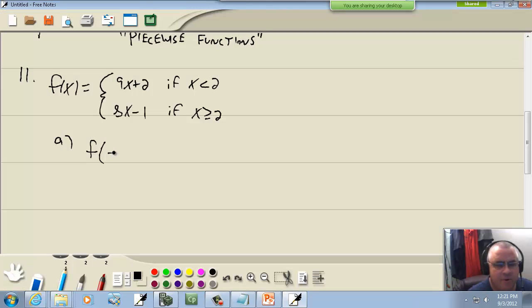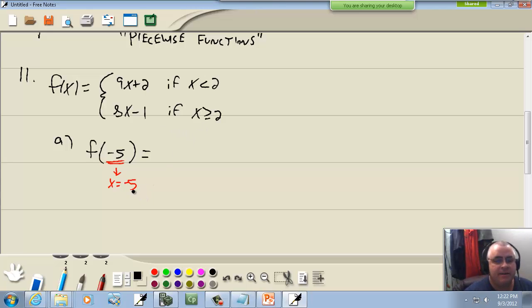And let's find part A. We want to find f of negative 5. Now remember from before, whatever number's inside the parentheses here is your x. So they're basically telling you x is equal to negative 5. Now our piecewise function up here says, this is how it's written, 9x plus 2, it looks like that when x is less than 2. Now it looks like 8x minus 1 when x is greater than or equal to 2.